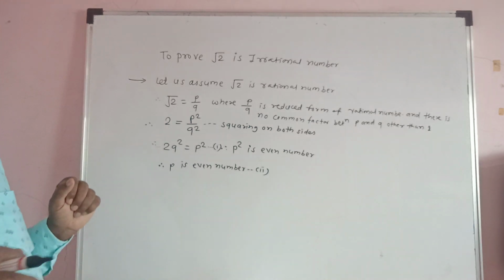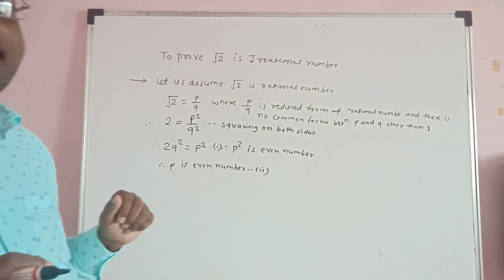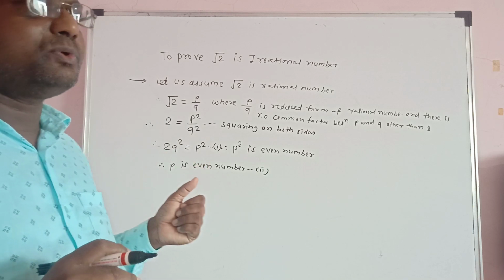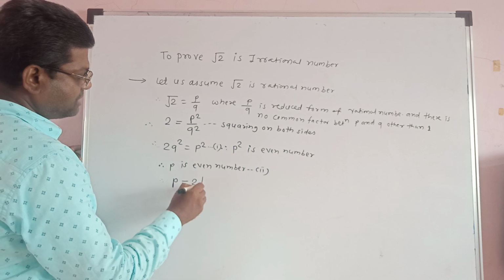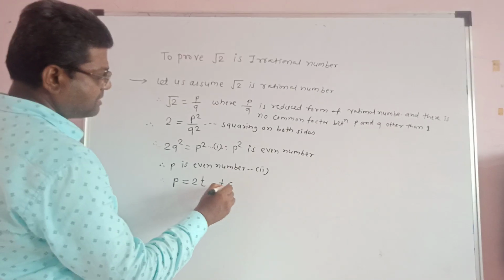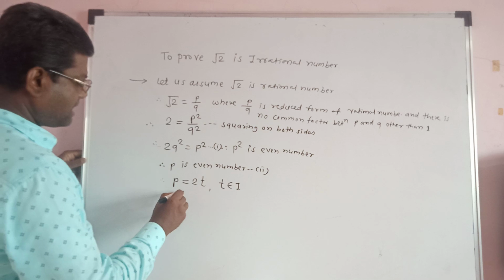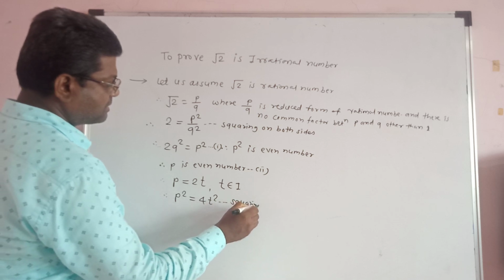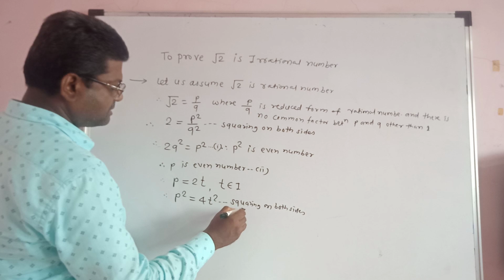Any even number can be written with 2 as a factor. For example, 2 can be written as 2 into 1, 4 can be written as 2 into 2, 6 can be written as 2 into 3. Therefore, as p is an even number, this p can be written as 2 into t. t is any integer such as 1, 2, 3. So t is an integer here. t belongs to I. I indicates integer. Now squaring on both sides, we get p square is equal to 4t square. Let this be equation number 3.